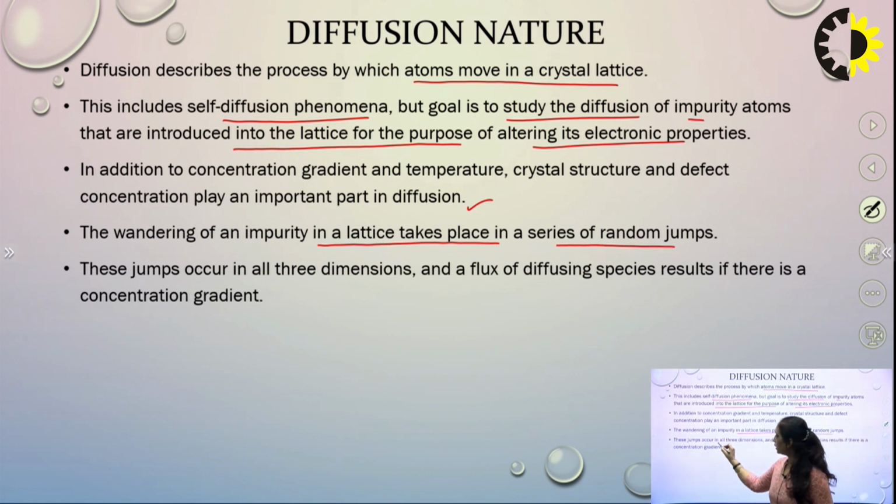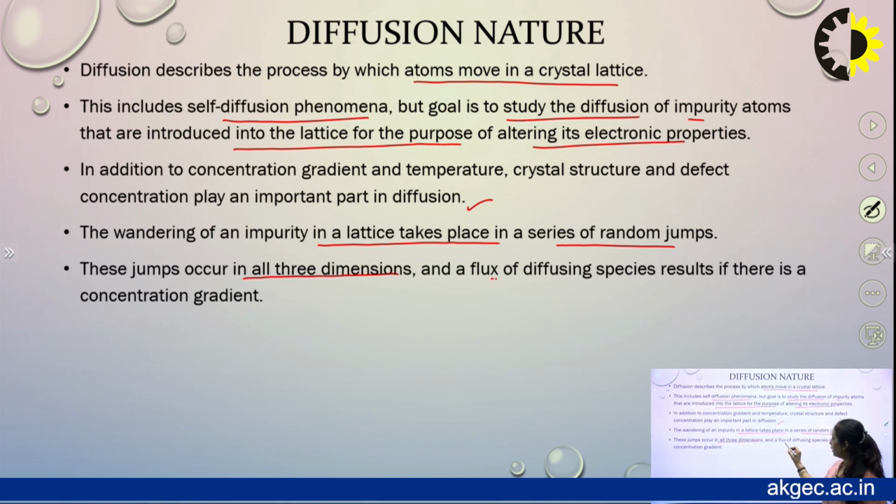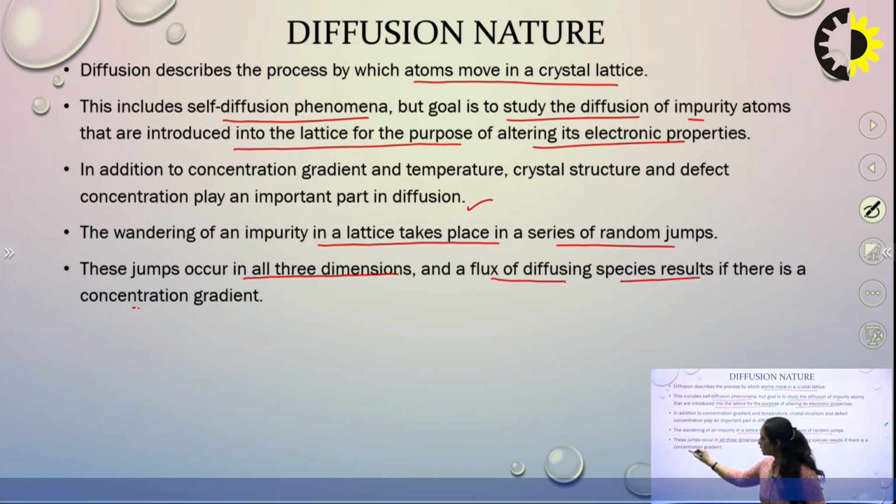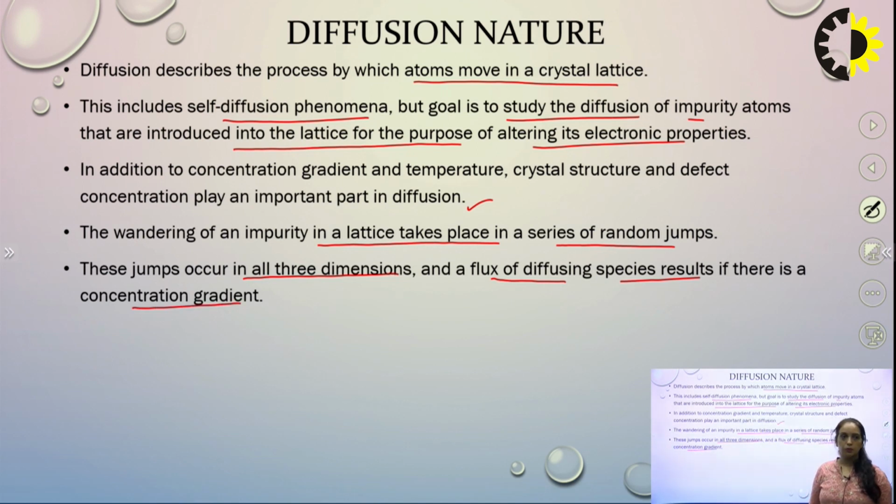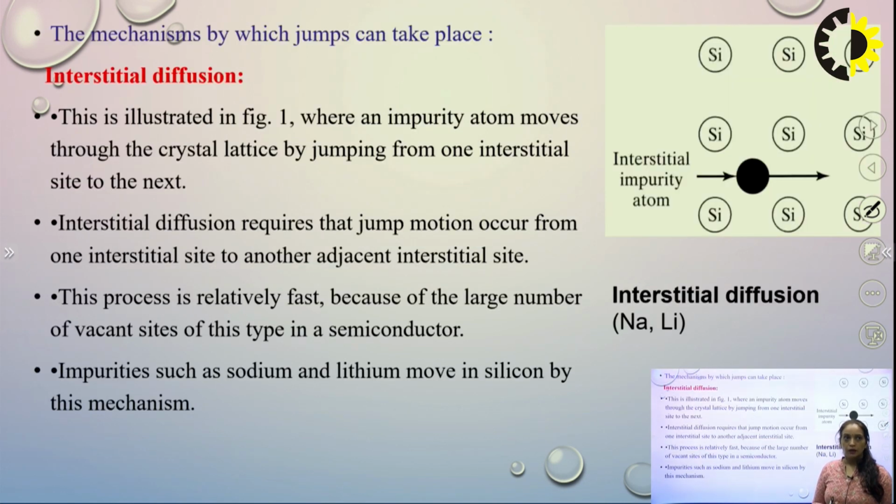These jumps occur in all three dimensions, and a flux of diffusing species results if there is a concentration gradient, right? There must be a concentration gradient. Above the substrate, we are going to have more concentration of dopants, and inside the substrate, we are going to have less concentration. So there must be a concentration gradient. So let us quickly check the theory part.